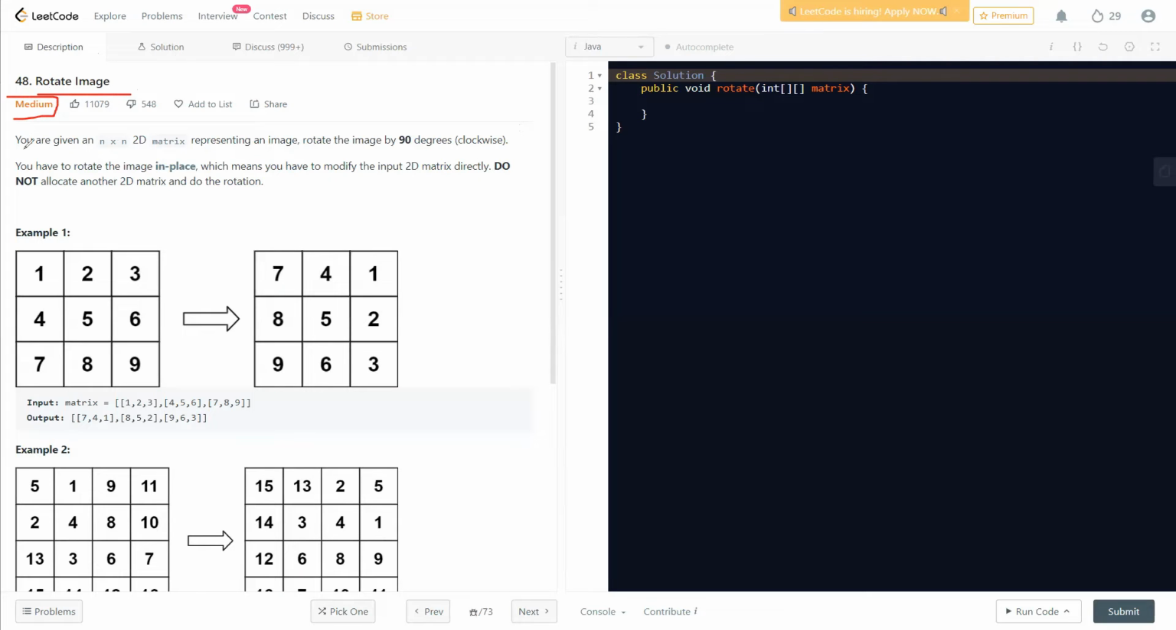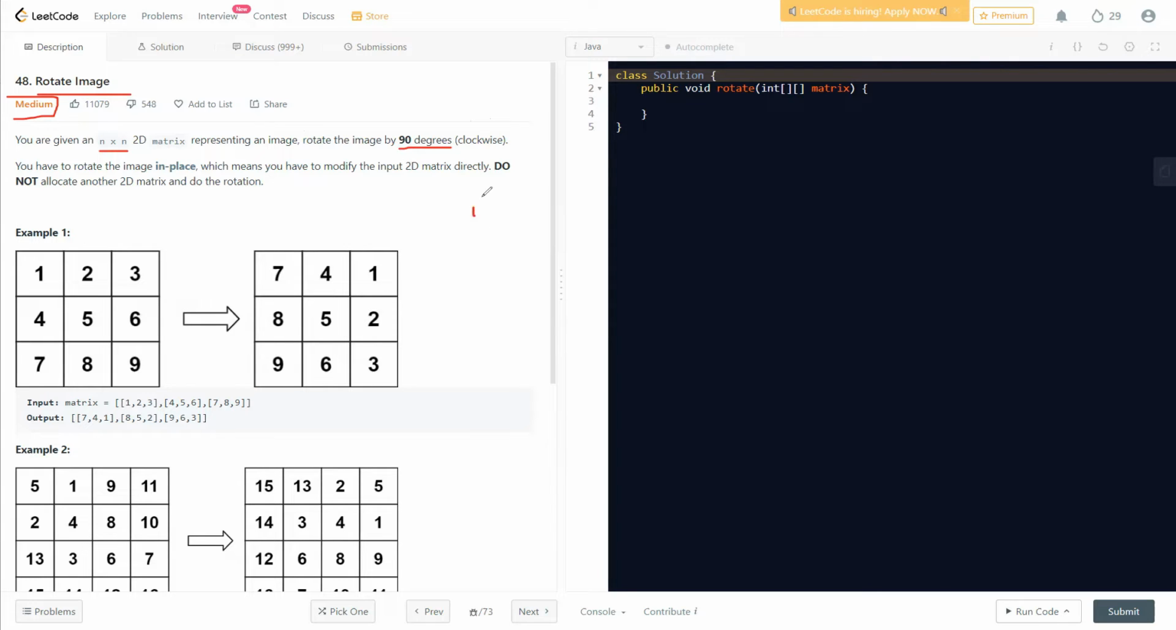The first thing it says is you are given an n cross n 2D matrix. So it's an n cross n, you can say it's a square matrix, representing an image, and then further it says rotate the image by 90 degrees clockwise. So that's the whole idea. You need to rotate the image 90 degrees in the clockwise direction.